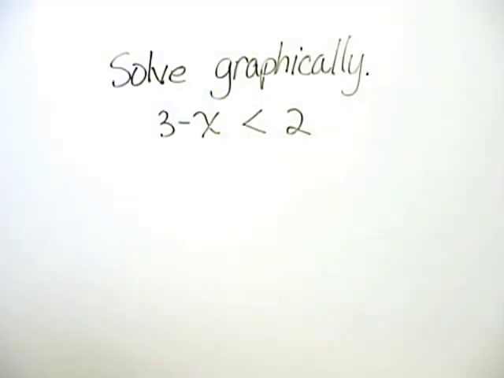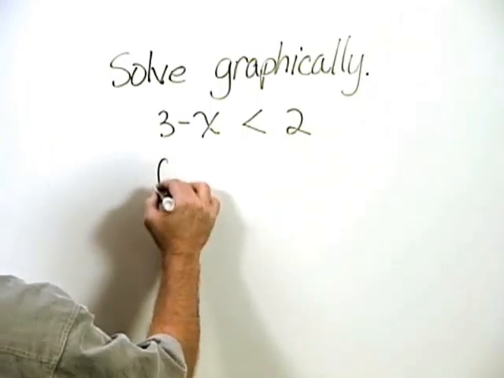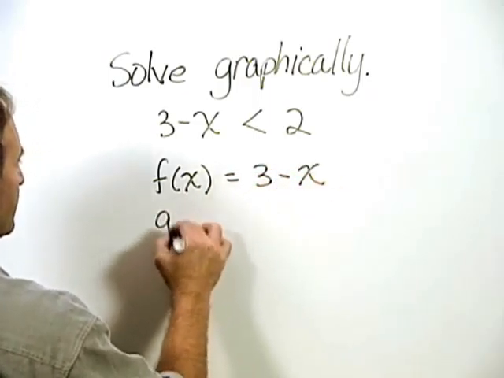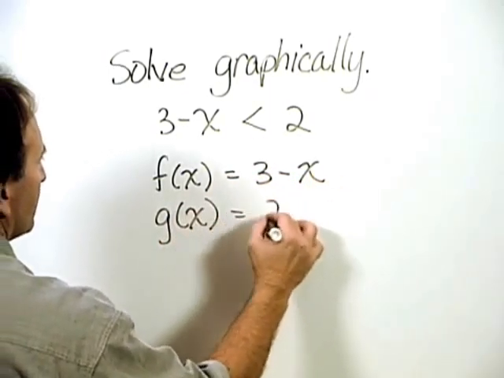Solve graphically, 3 minus x is less than 2. We begin by letting f of x equal 3 minus x and g of x equal 2. And now we graph those two functions.